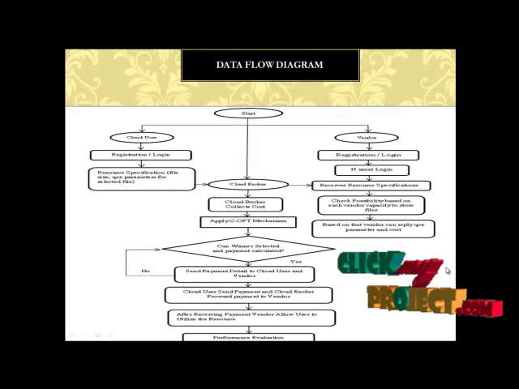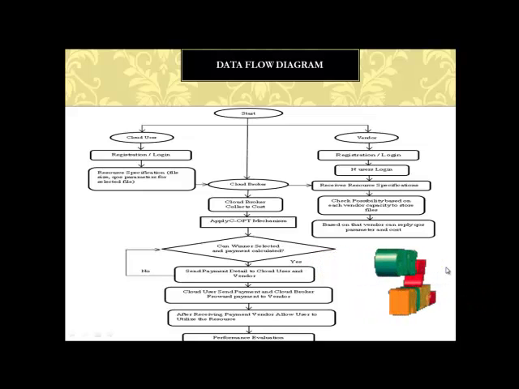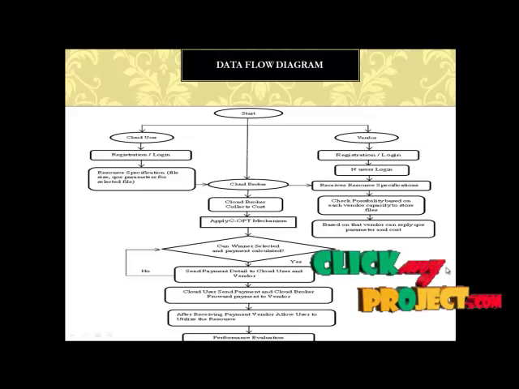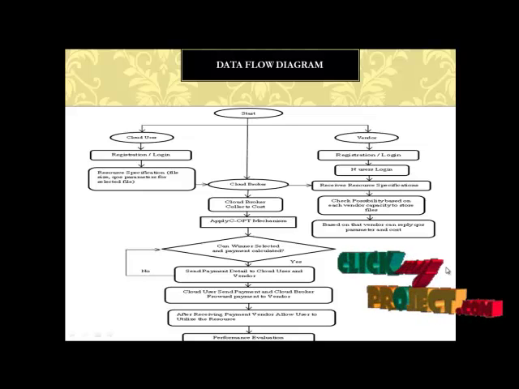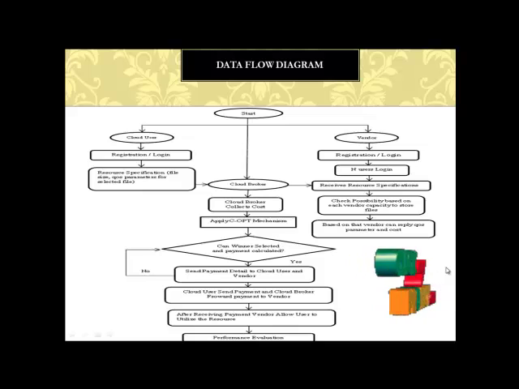Now going to explain the data flow diagram. The process starts with three main persons: cloud user, cloud vendor and cloud broker. First of all, the cloud user and the cloud vendors have to register and log in to the process.